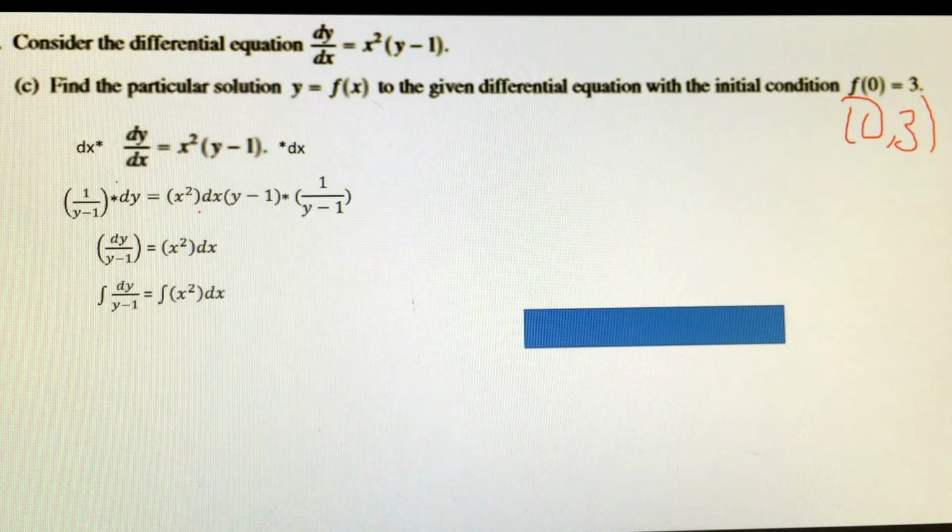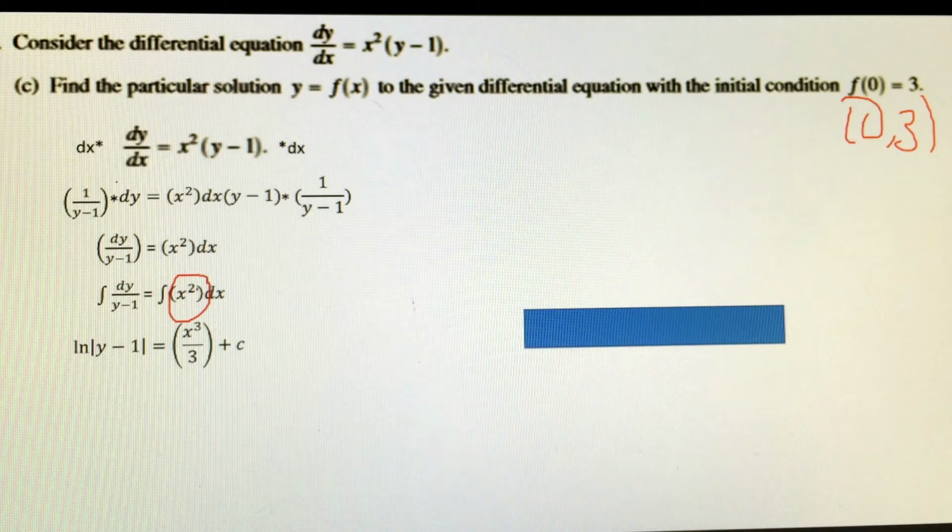And then we want to integrate both of these sides. And when we do that, we get natural log of y minus 1 equals x cubed over 3 plus c. And when we integrate this x squared, we're going to use the power rule. The power rule states that you add 1 to the exponent and then divide by that new exponent. So we get 2 plus 1, which gives us that new exponent of 3, and then we're going to divide by that new exponent of 3 to give us that x cubed over 3. And then we always have to remember to add that constant of plus c when integrating.